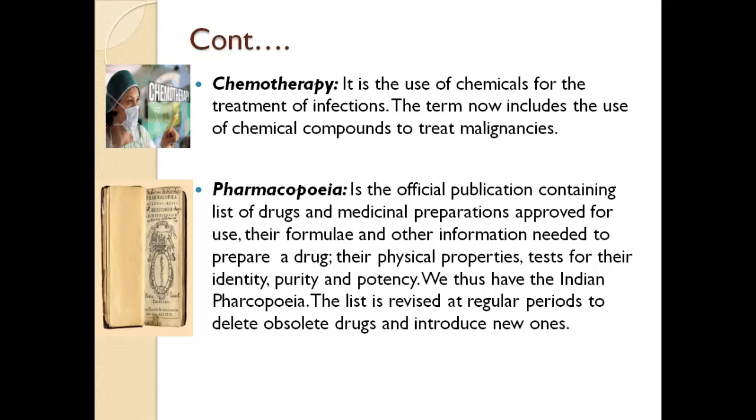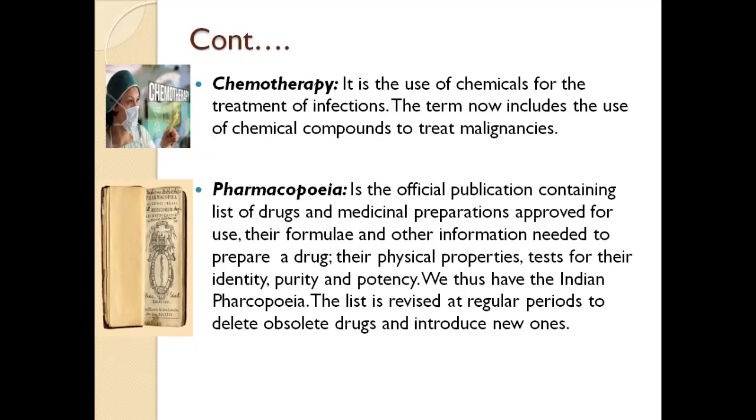Next we see pharmacopoeia. What is pharmacopoeia? It is the official publication containing list of drugs and medicinal preparations approved for use, their formulae and other information needed to prepare a drug, their physical properties, tests for their identity, purity and potency. Thus, we have the Indian Pharmacopoeia. The list is revised at regular periods to delete obsolete drugs and introduce new ones.